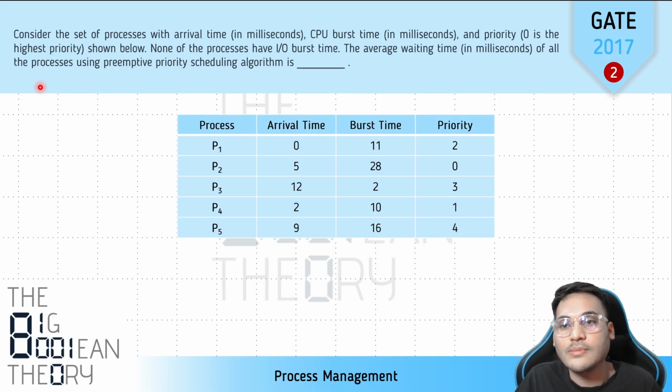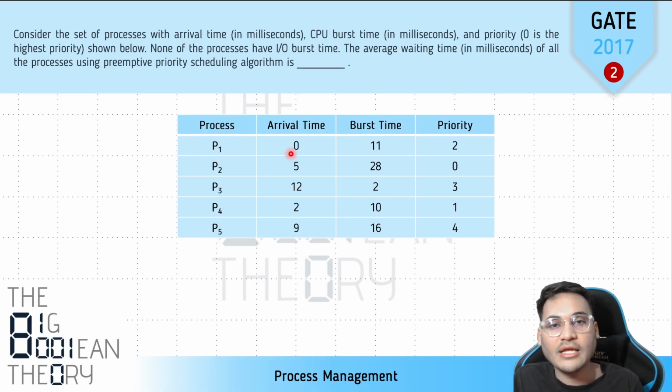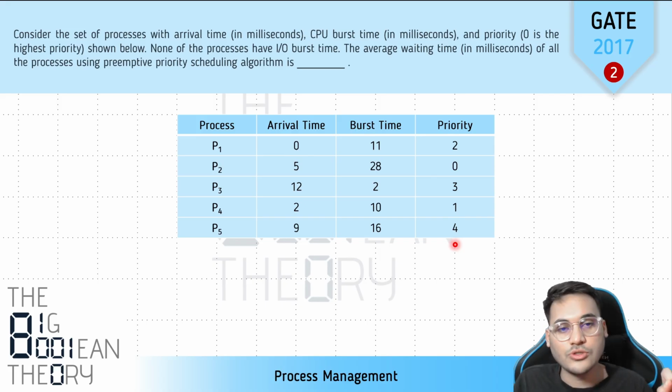So the question goes something like this. Consider the set of processes with arrival time in milliseconds, CPU burst time again in milliseconds, and priority, where 0 is the highest priority, shown below. As you can see, we have 5 different processes, P1 till P5. In this table, the arrival time and the burst time, all in milliseconds, have been listed, and the priority associated with each process is also shown.